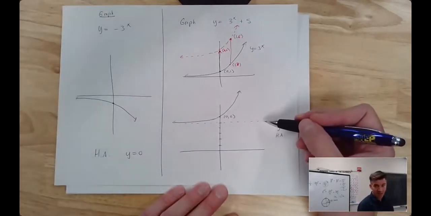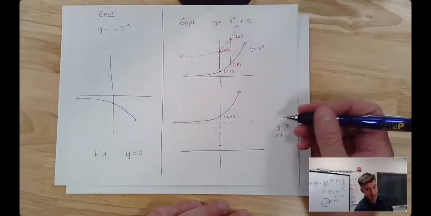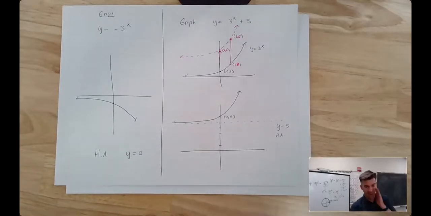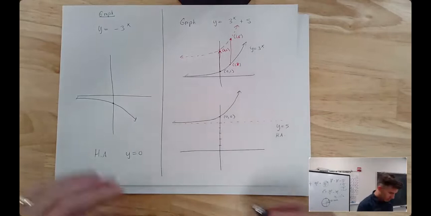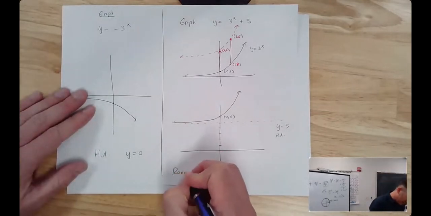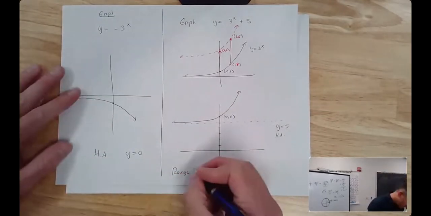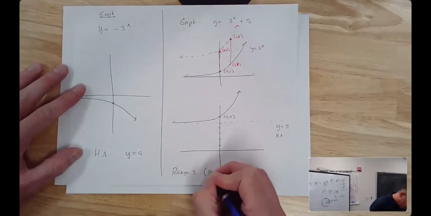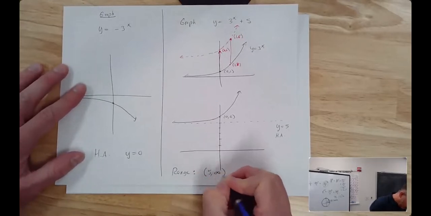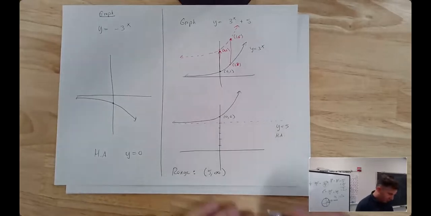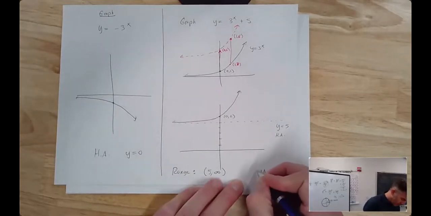Well, I can't quite get to 5, but I can almost get to 5. I can get as close to 5 as you want. That's why it's the horizontal asymptote. So the range here, that's such a good question. Thank you so much. The range here is everything from 5 exclusive to infinity. Or if you prefer, you could say the range is y is bigger than 5.